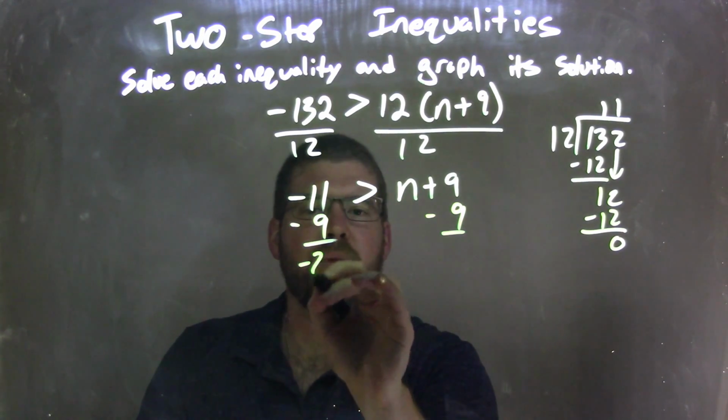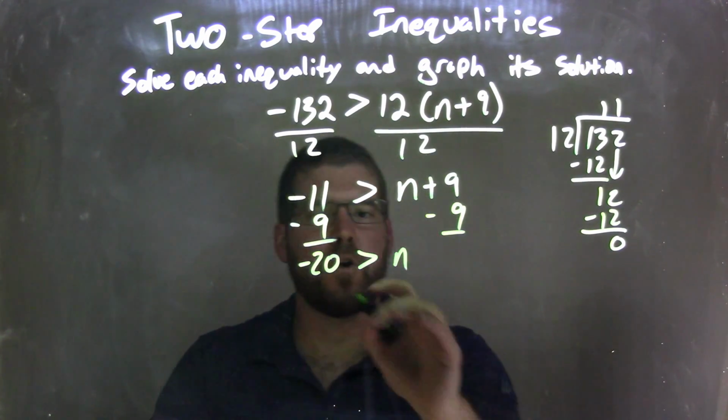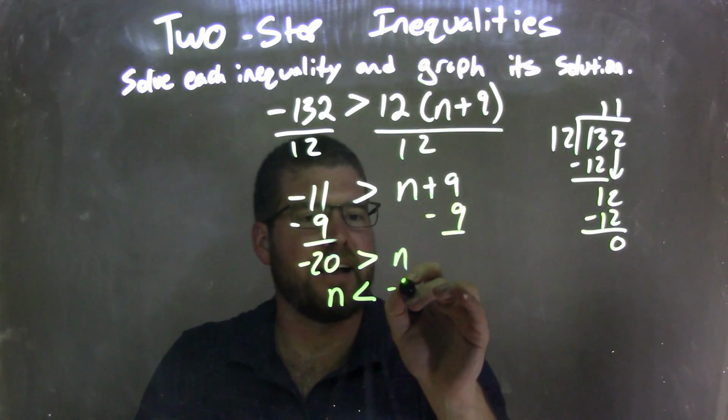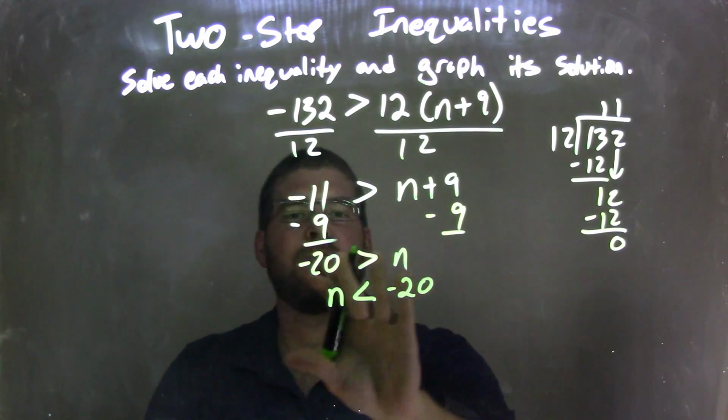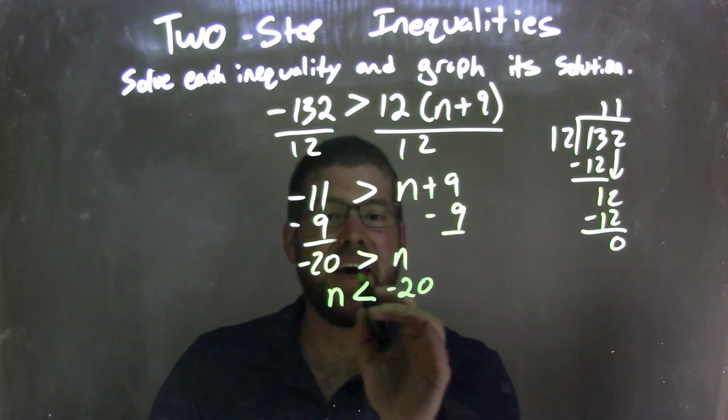Now, to get n isolated, I subtract 9 from both sides, and negative 11 minus 9 is negative 20. So we have negative 20 is greater than n. Let's rewrite this to have n come first, so we have n is less than negative 20. So be careful there, right? We flip the inequality when we do that. So we have n is less than negative 20, and that is my final answer.